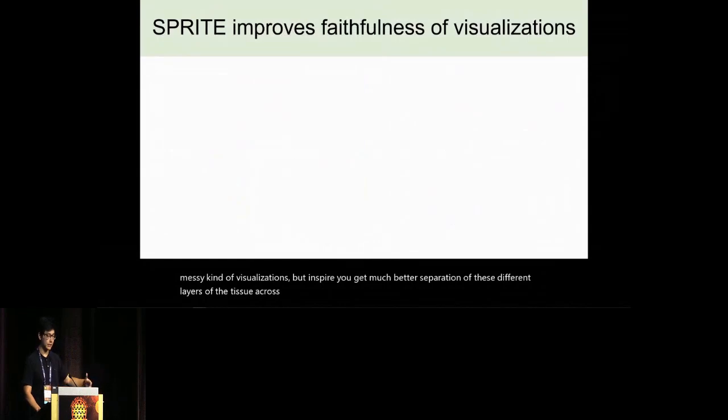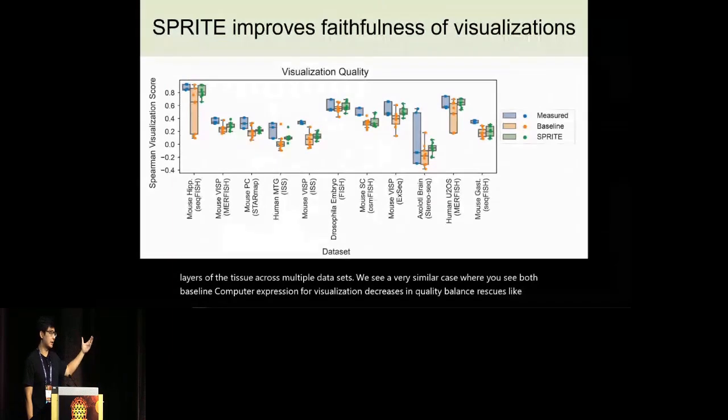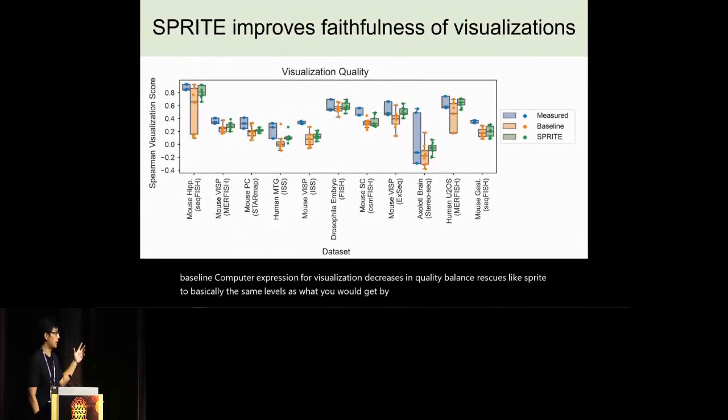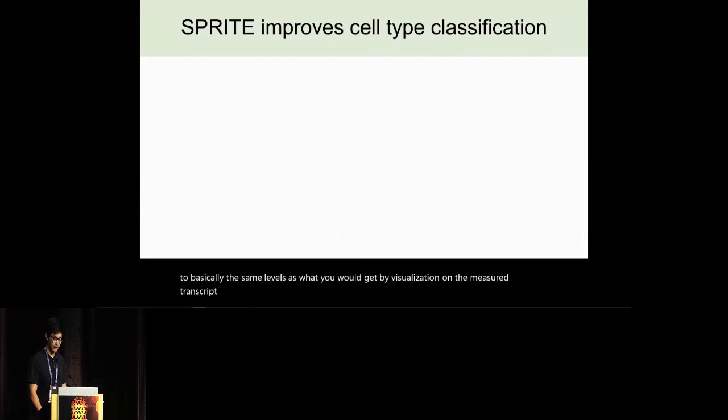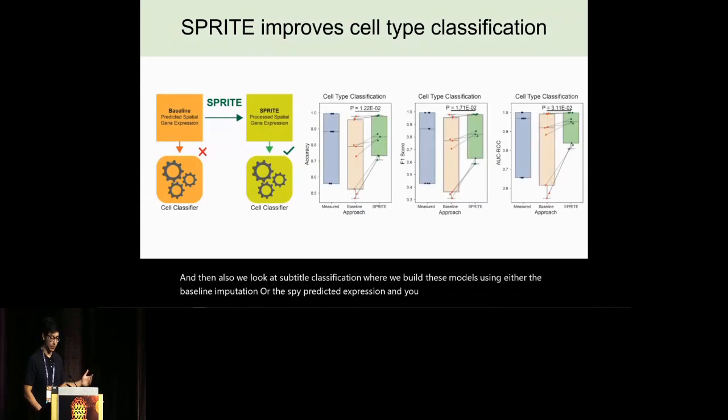Across multiple data sets, we see a very similar case where baseline imputed expression decreases visualization quality, but SPRITE rescues it to basically the same levels as what you would get by visualization on the measured transcriptomes. And then we also look at cell type classification, where we build these models using either the baseline imputation or the SPRITE predicted expression. And again, across multiple cases, you see improvements for all these different contexts where you train the cell type classifier on the SPRITE predicted expression instead of the original baseline predictions.